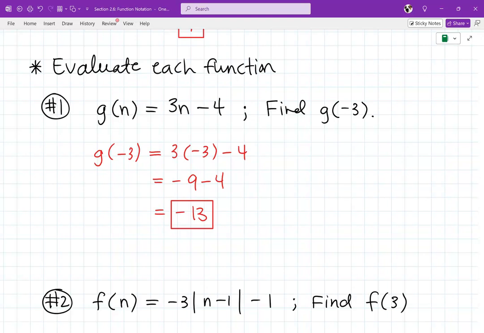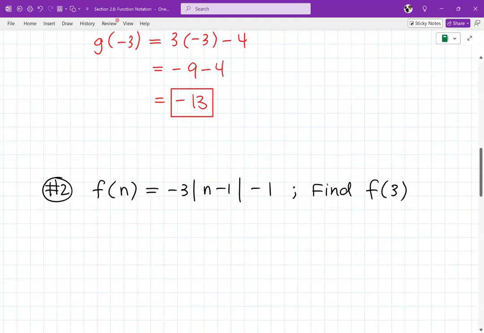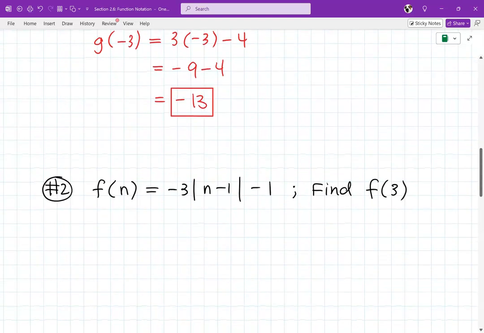Okay, it's very straightforward. They're not trying to be tricky. But the only kind of weird thing is just the renaming of the function, right? So instead of y equal to 3n minus 4, we're saying g of n is equal to 3n minus 4. So look at this one. f of n is equal to negative 3 times the absolute value of n minus 1, minus 1. And they want f of 3.